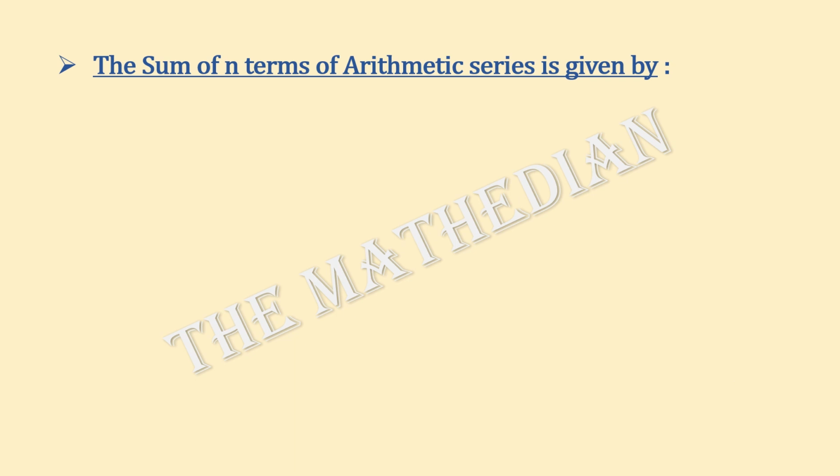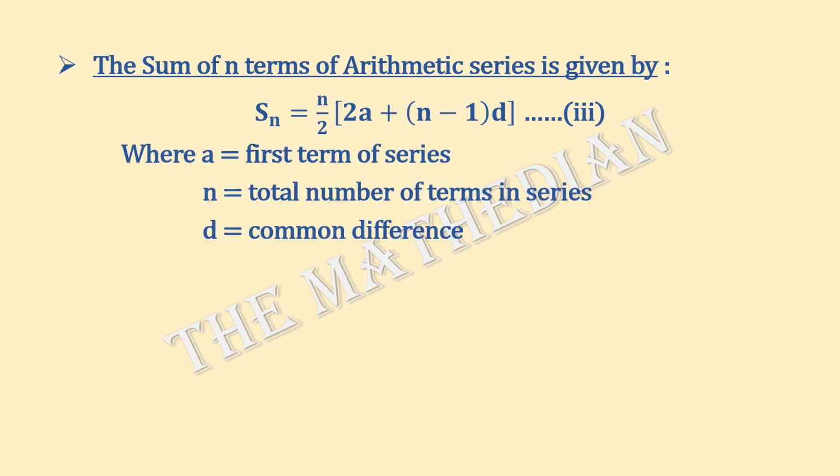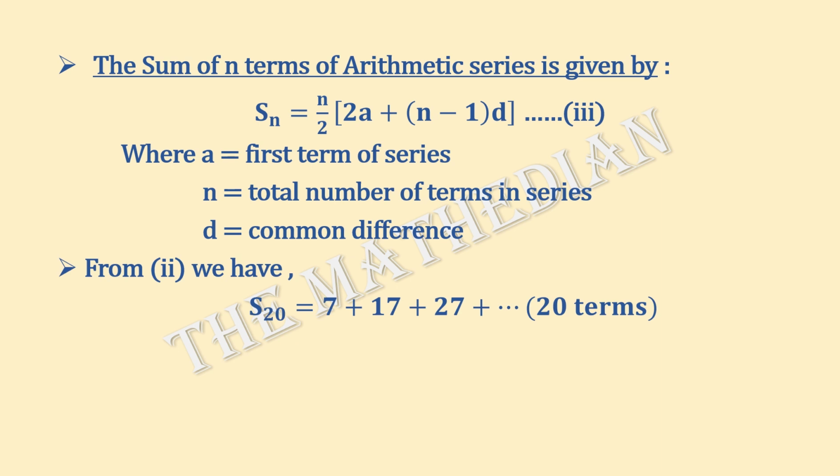Now the sum of n terms of an arithmetic series is given by Sn is equal to n by 2 multiplied by bracket 2a plus n minus 1 into d. Say it equation 3, where a is equal to first term of series, n is equal to total number of terms in series, and d is equal to common difference. From equation 2, we have S20 is equal to 7 plus 17 plus 27 up to 20 terms, which gives a is equal to 7, n is equal to 20 and d is equal to 10.